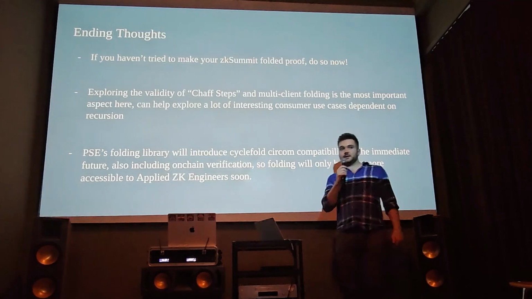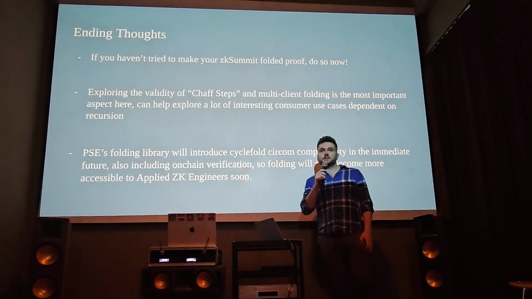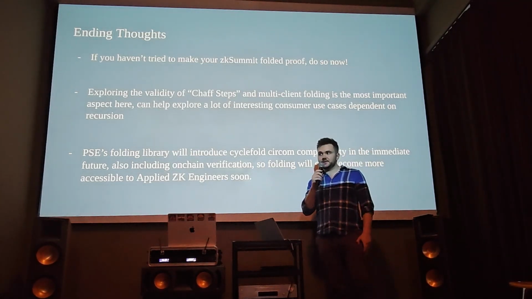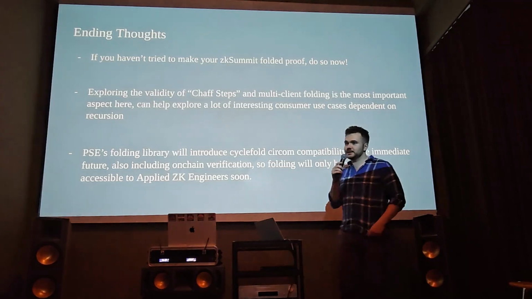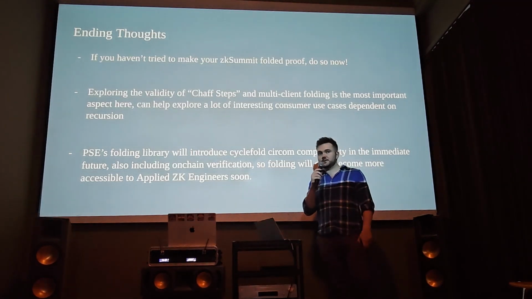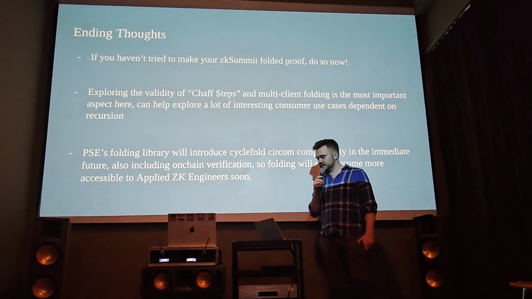The big thing that we're really exploring here is those chaff steps. If those end up being a valid way to construct IBC with privacy, we think that that's going to unlock a lot of use cases where you're recursing between different clients.